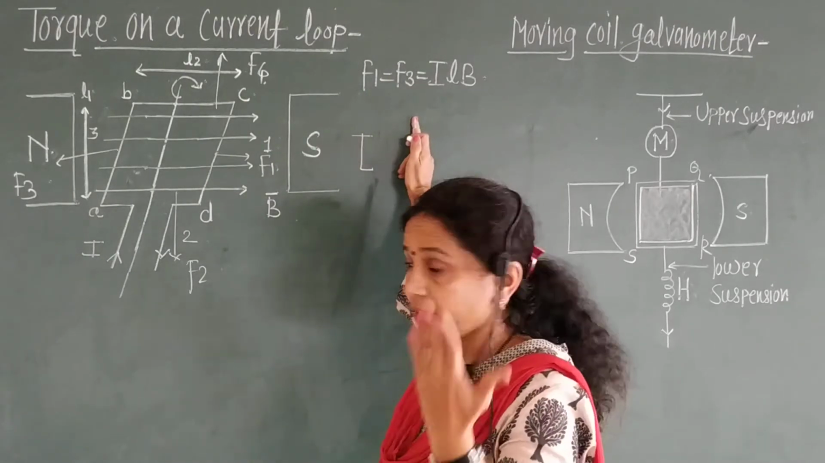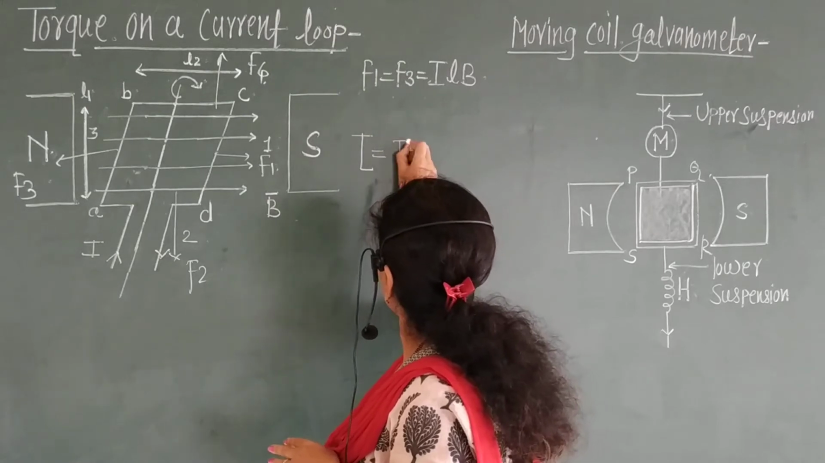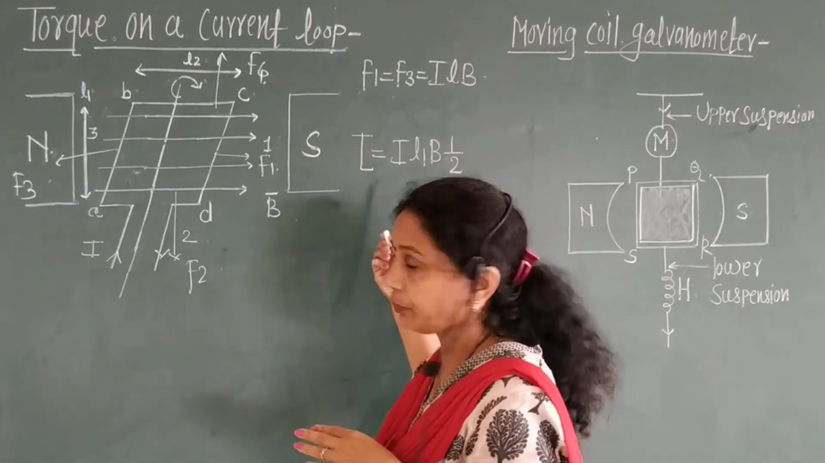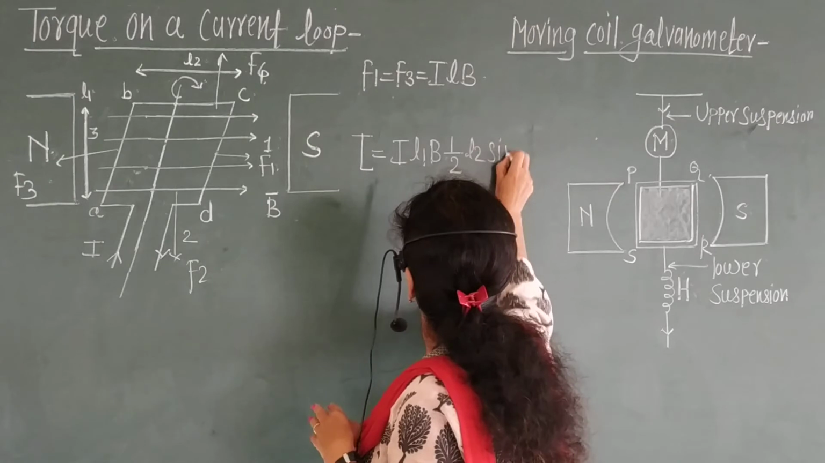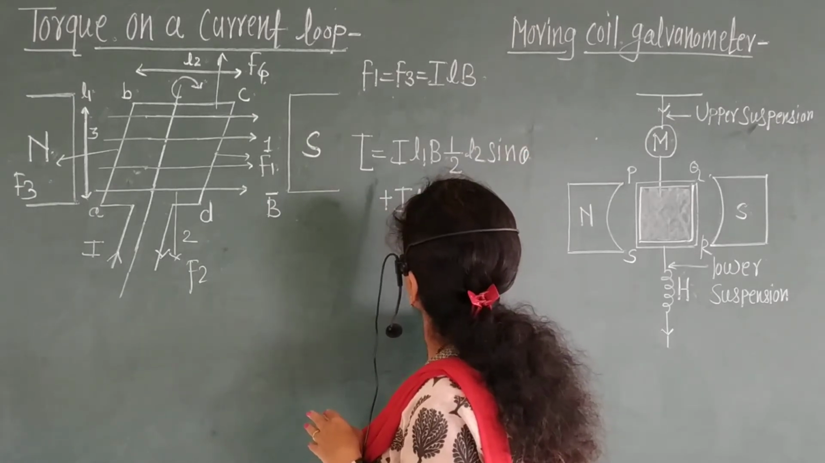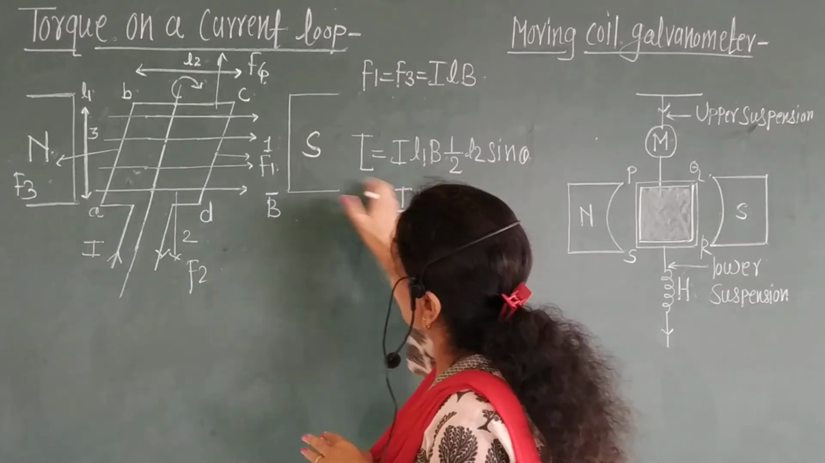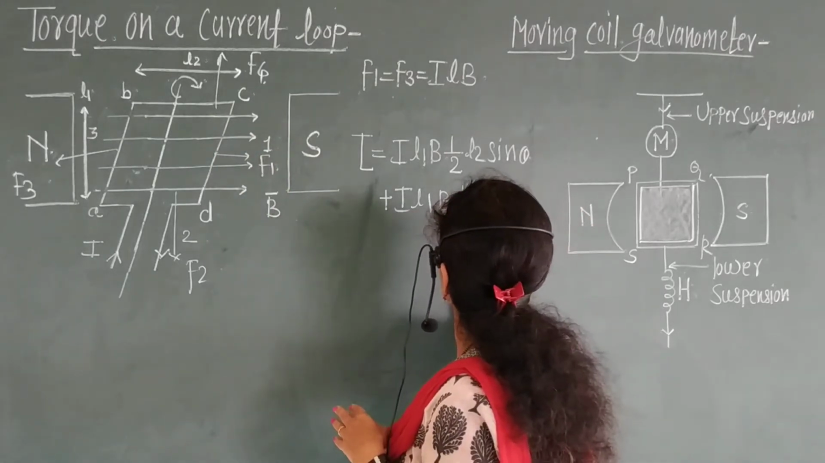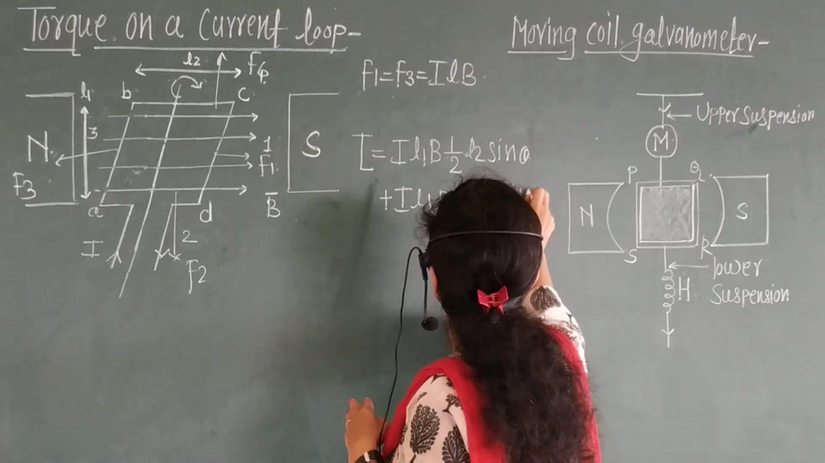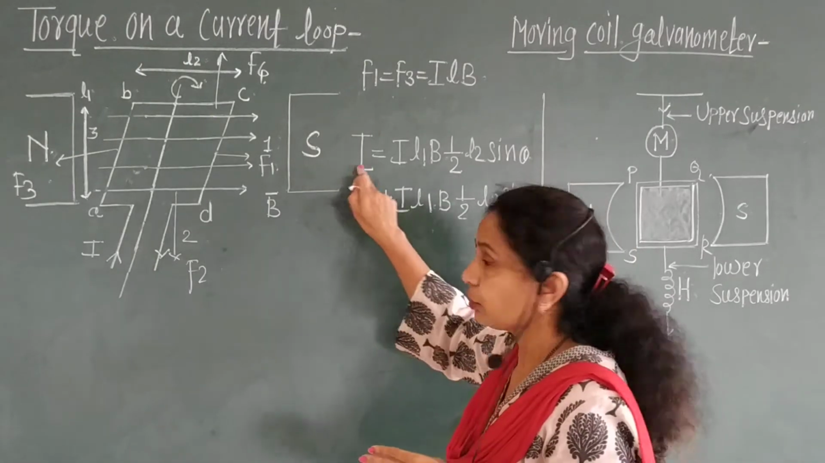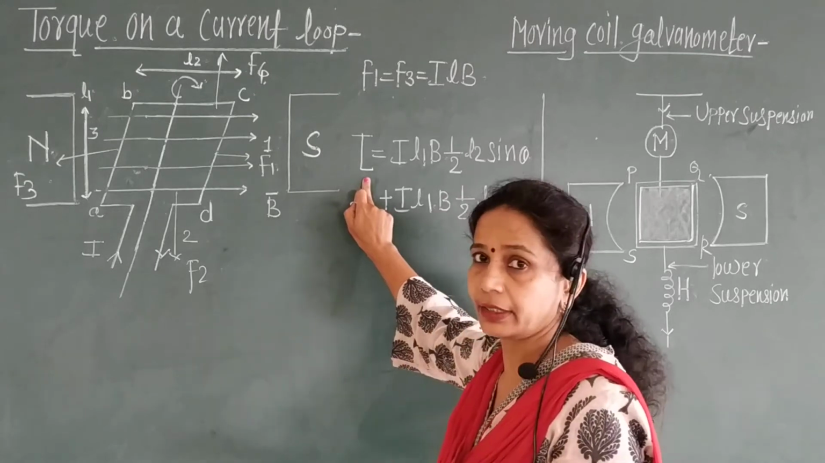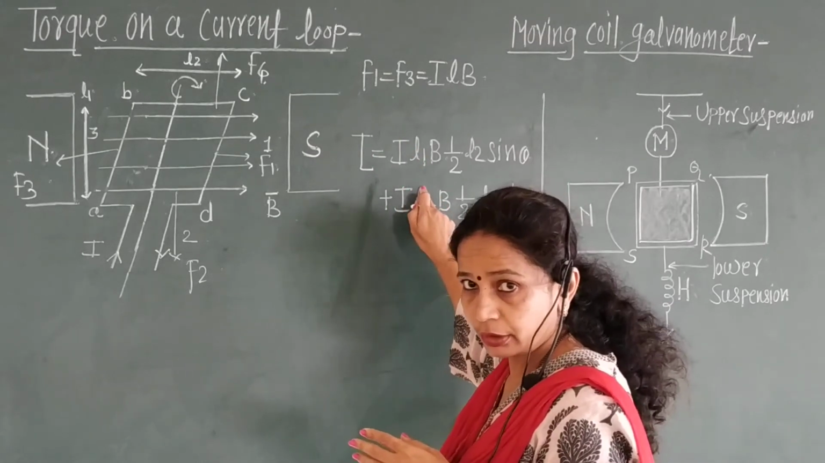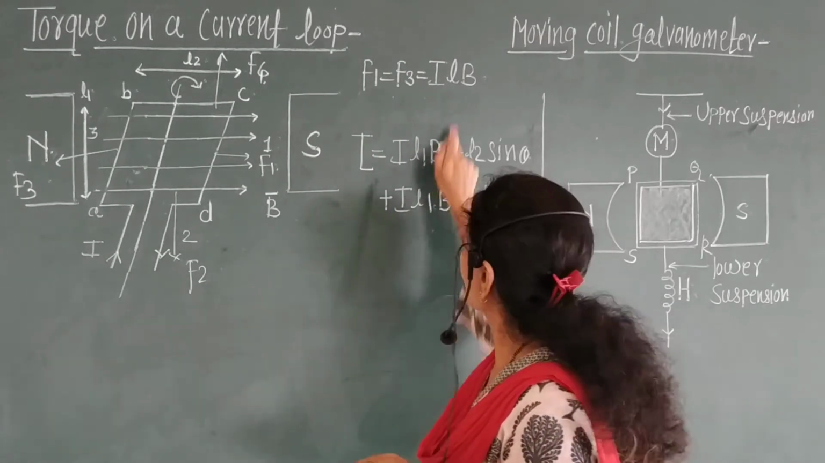The net torque due to the forces F1 and F3 is given by I L1 B into 1/2 L2 sin theta plus I L1 B into 1/2 L2 sin theta, because the length of this side is L1, so we have taken L1 here. Here, note the net torque acting on the rectangular coil, torque tau, is equal to this, which is the value of torque due to the force F1, and this is due to F3.